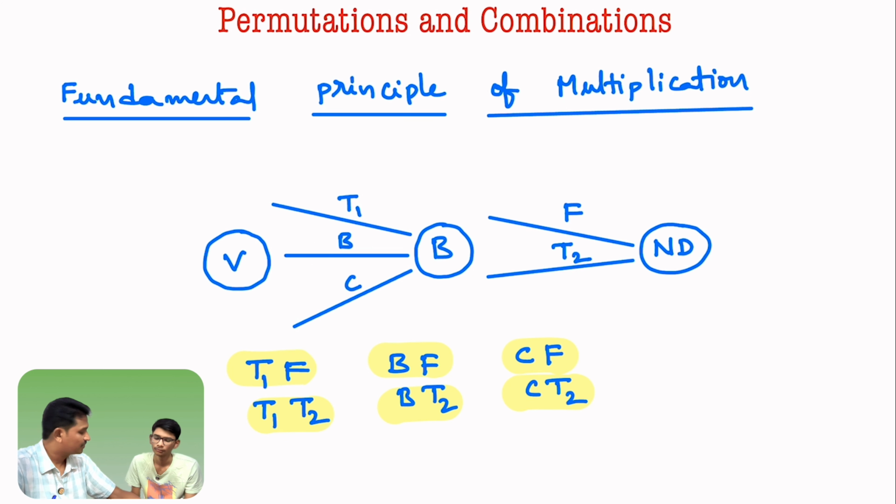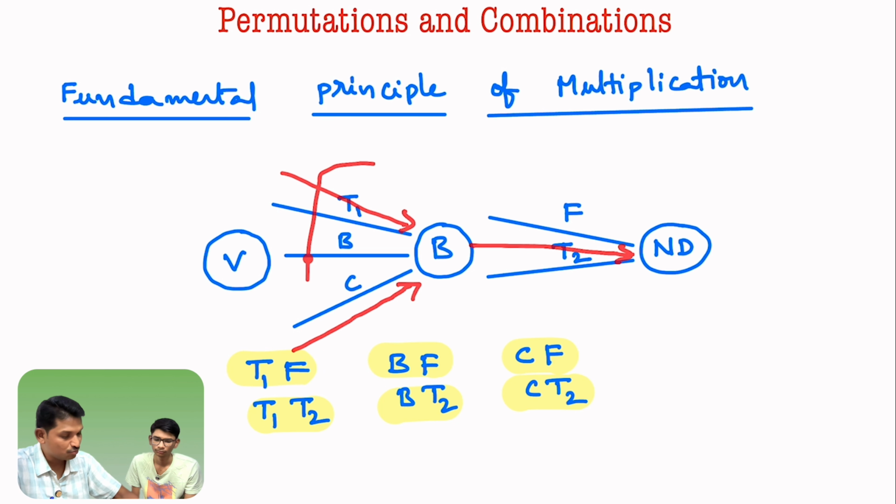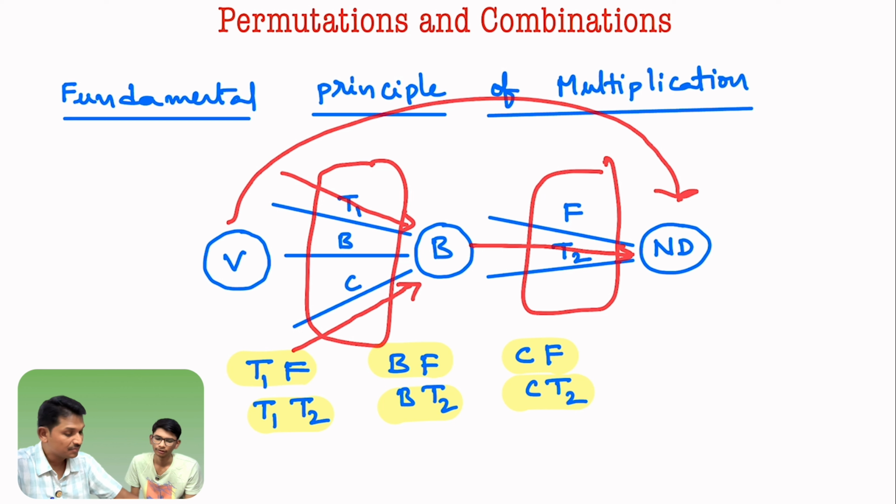You understand? So, suppose from your village to Bangalore, you can reach in 5 ways. Suppose 5 modes of transportation are there. From Bangalore to New Delhi, total 3 modes of transportation are there. Here 5 modes of transportation, here 3 modes of transportation. How many ways can you reach New Delhi from your village? In 15 ways, 5 into 3. 15 ways. We can write all those 15 ways also.